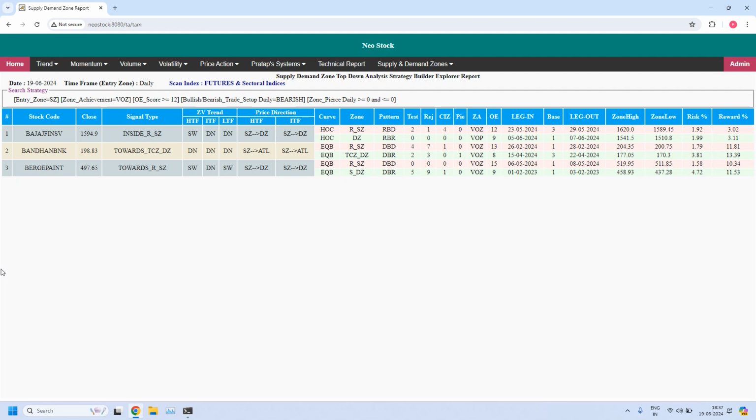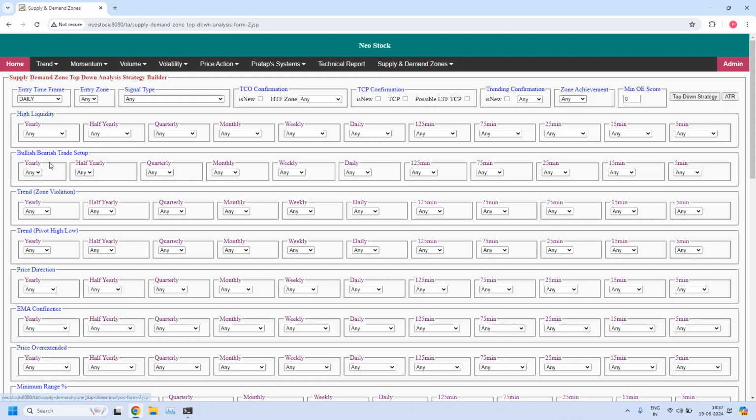Now let me generate bullish and bearish trade setups for weekly income trade. For weekly income trade, entry time frame is 75 minutes. For bullish trade setup, entry zone is the demand zone. And also in bullish or bearish trade setup, 75 minutes, I am selecting bullish.